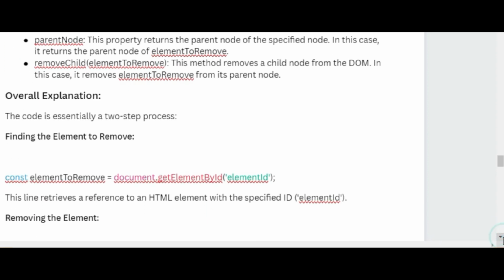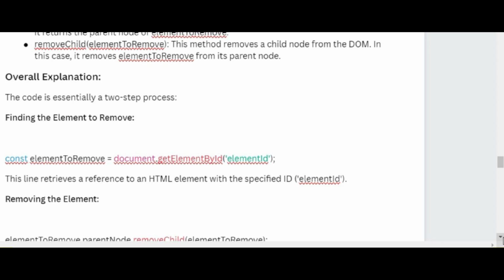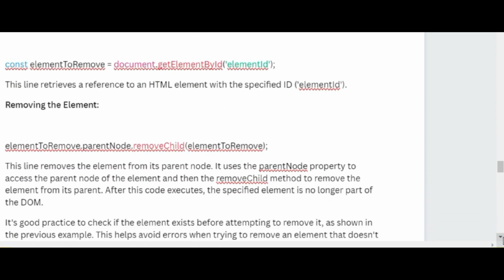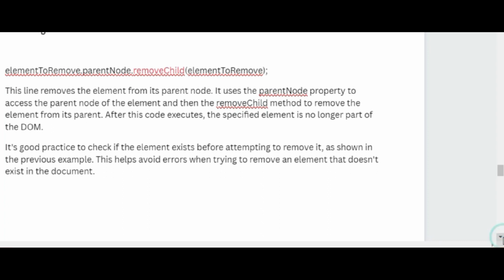Overall explanation: this code is essentially a two-step process. Finding the element to remove: const elementToRemove = document.getElementById('elementId'); this line retrieves a reference to an HTML element with a specified ID. Removing the element: elementToRemove.parentNode.removeChild(elementToRemove); this line removes the element from its parent node. It uses the parentNode property to access the parent node of the element and then the removeChild method to remove the element from its parent. After this code is executed, the specified element is no longer part of the DOM.